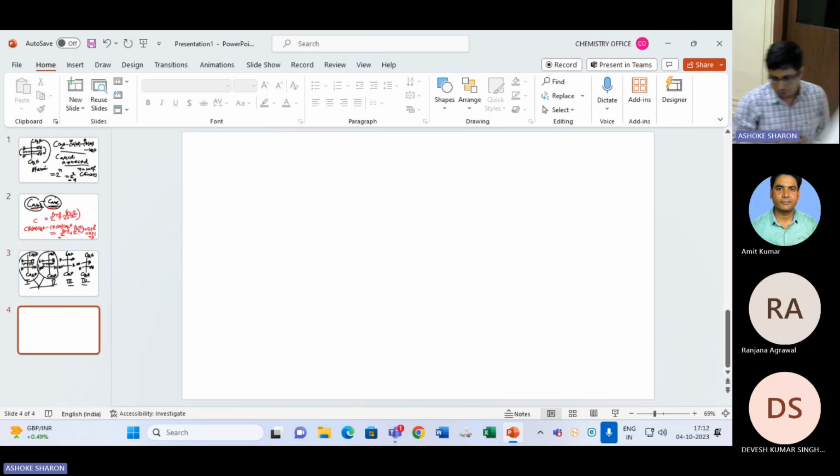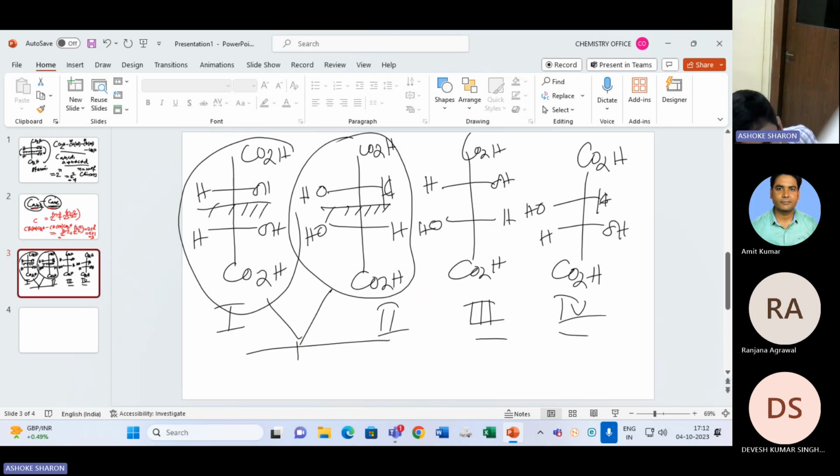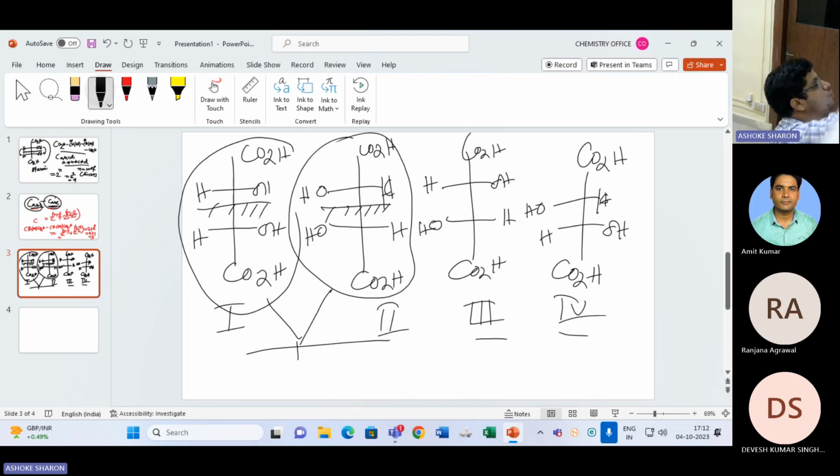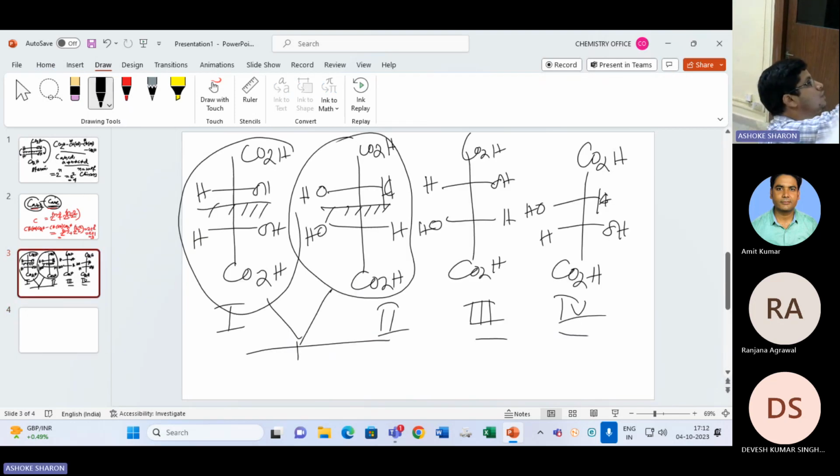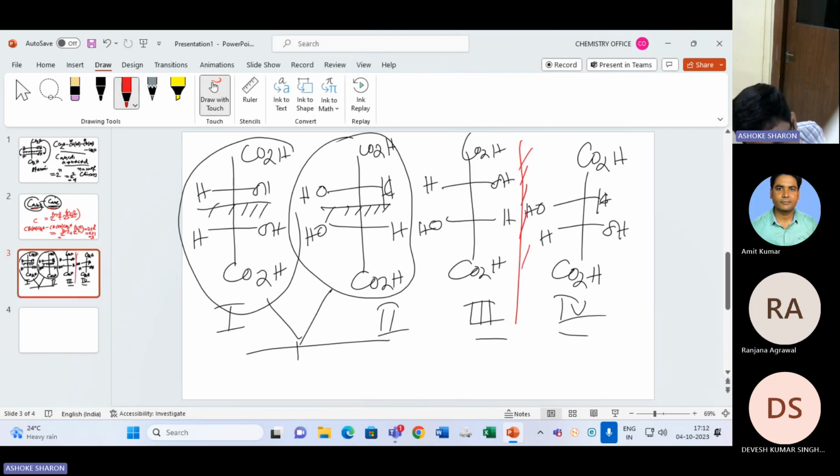Sorry, I have made a mistake. So there is another important point. These two cases have a mirror image relationship. So 3 and 4 are enantiomers. Okay, 3 and 4 are enantiomers.